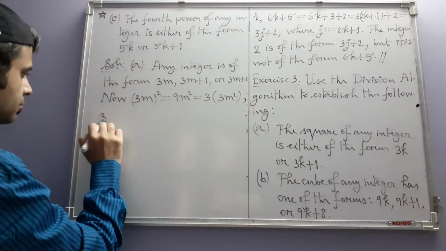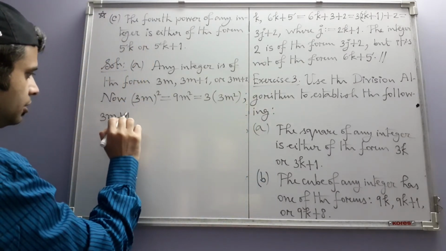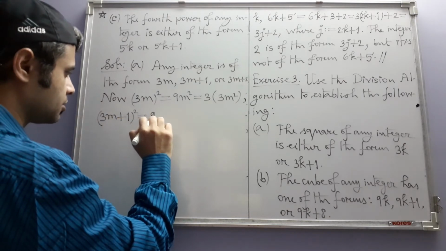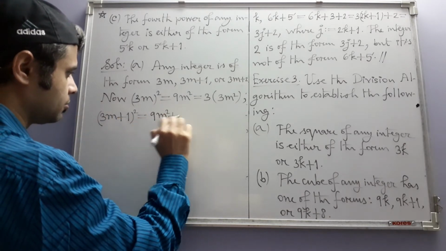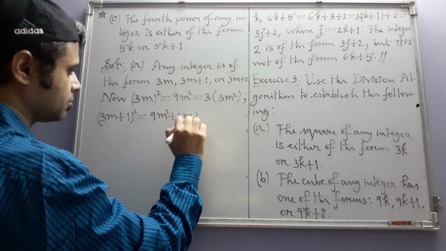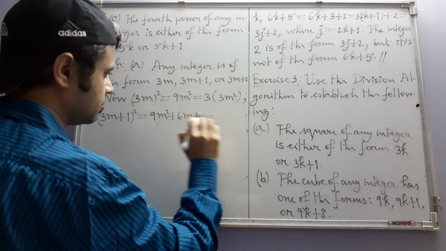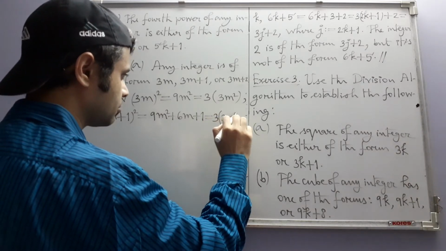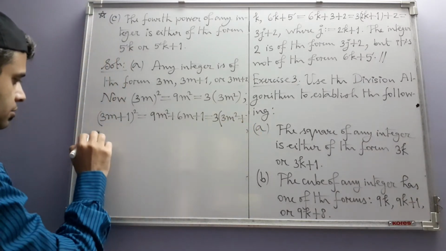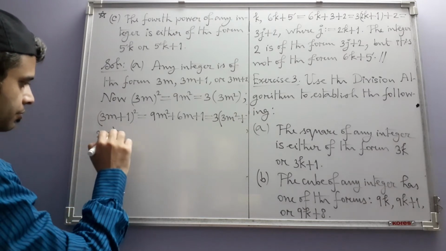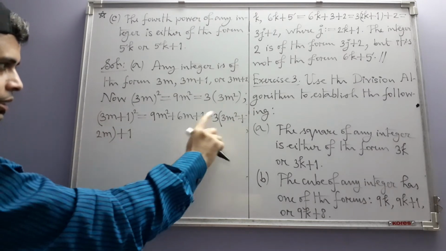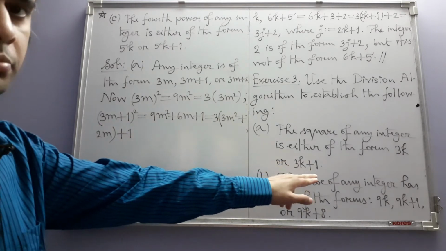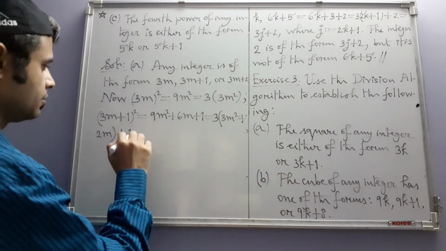Then 3m plus 1 whole square, this becomes 9m square plus 6m plus 1, and this can be written as 3 times 3m square plus 2m plus 1, 3 times some integer plus 1, that is of the form 3k plus 1.